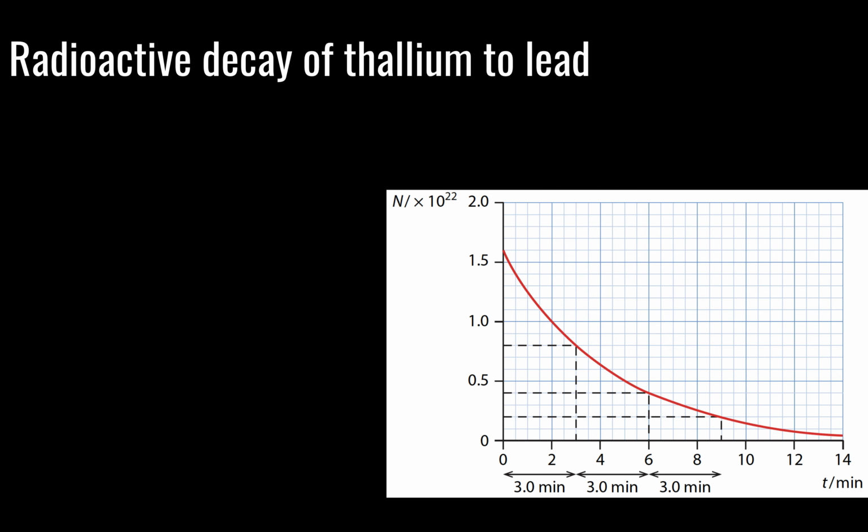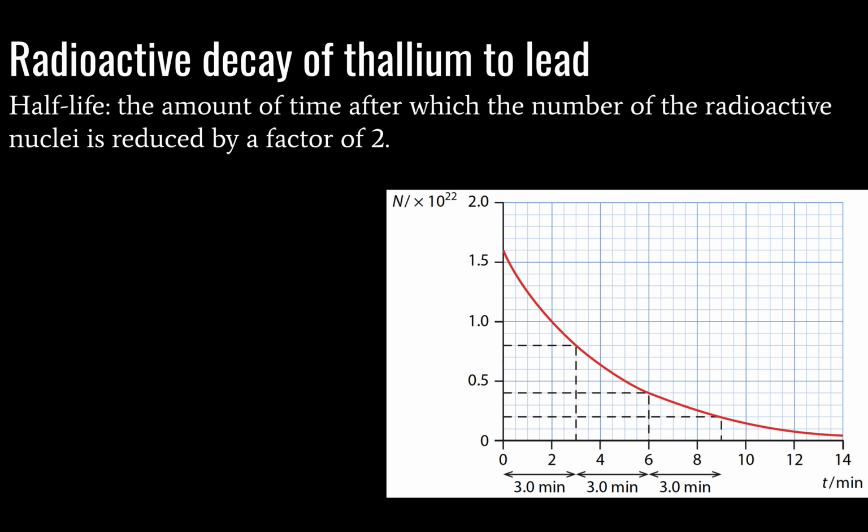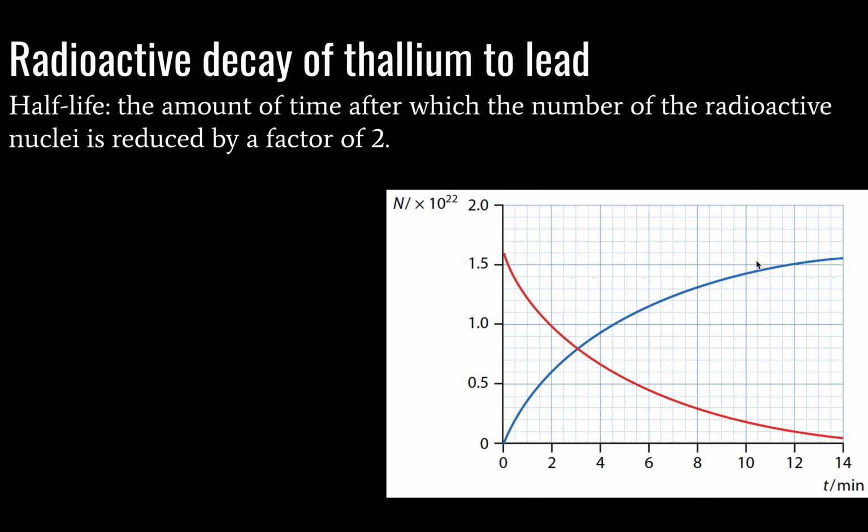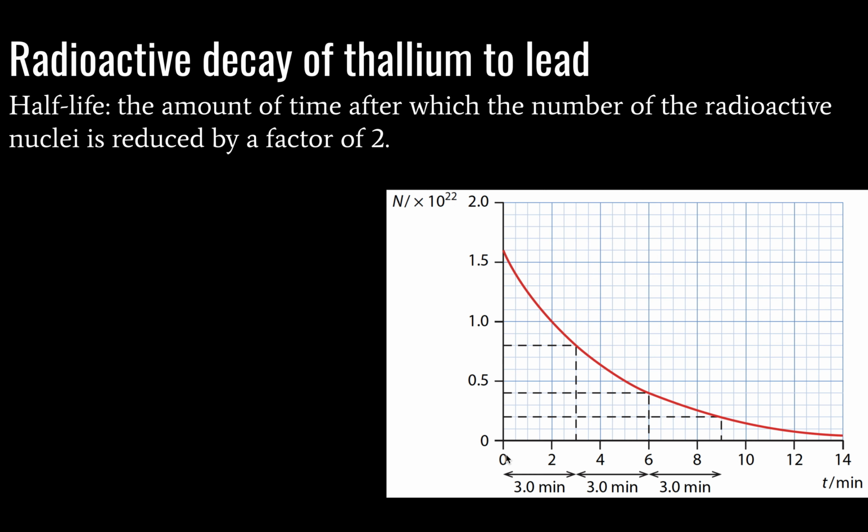Here we have the radioactive decay of thallium into lead. The half-life is the amount of time after which the number of radioactive nuclei is reduced by a factor of 2. In this chart, our half-life is about 3 minutes, or 180 seconds. Every 3 minutes, or 180 seconds, our sample size decreases by a half. This is quite a fast rate of decay.